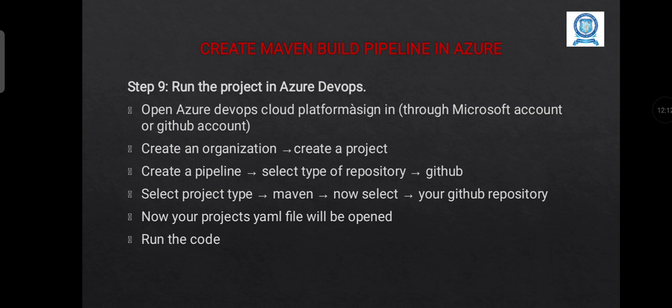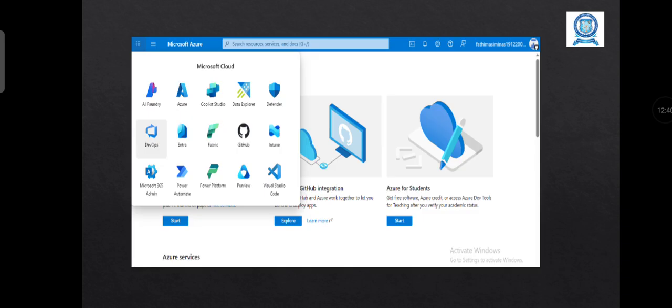Then we have to select the type of repository from which we are going to take our project. And here we have to select GitHub, since we are going to get the project from GitHub. Then we have to select the project type. If you want to take a Maven project, we have to select Maven. Now select your GitHub repository. Now your project YAML file will be opened. Now we have to click the run option.